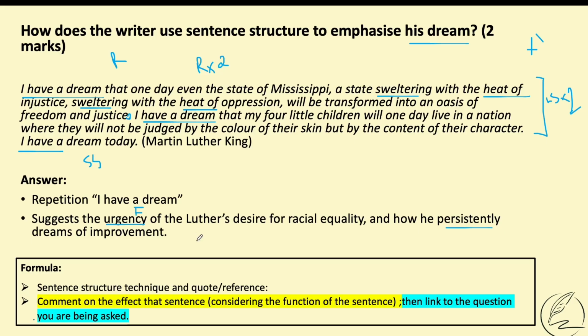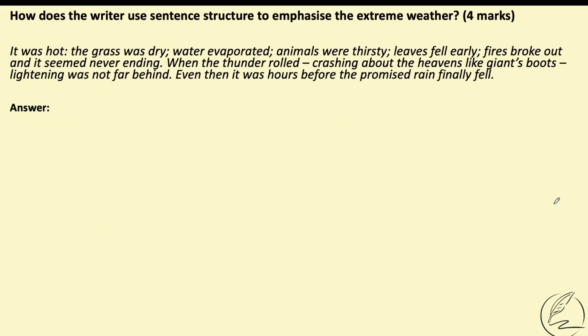Repetition can often suggest an urgency about something, and then I've linked it. So link to the question, his dreams of improvement. You can see how that's really nice, that's really concise, that's really to the point. So literally think sentence structure plus quote, then in your analysis, function and link to the question.